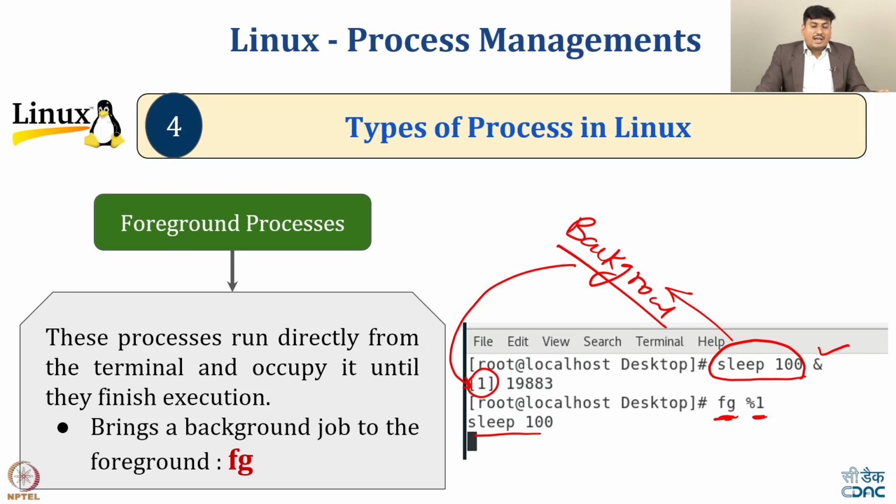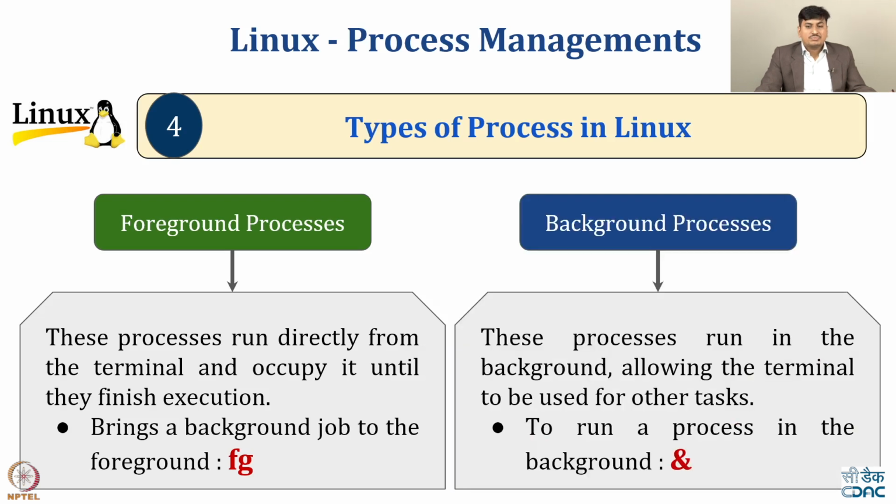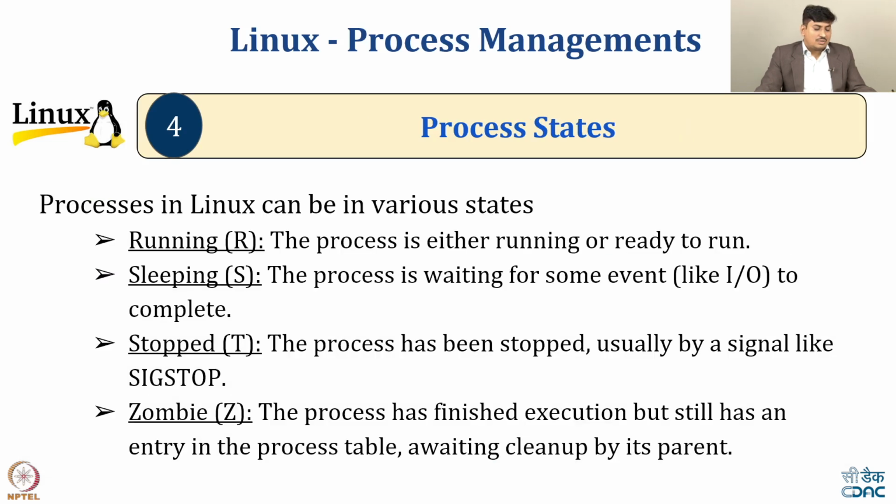So, it means that while running some commands or scripts on the terminal, I can put some of the processes in the background, and I can bring them back as and when I require. So, these are the two generic types of processes in Linux: the background process and the foreground process. Now, another important thing with respect to the process is its different states.